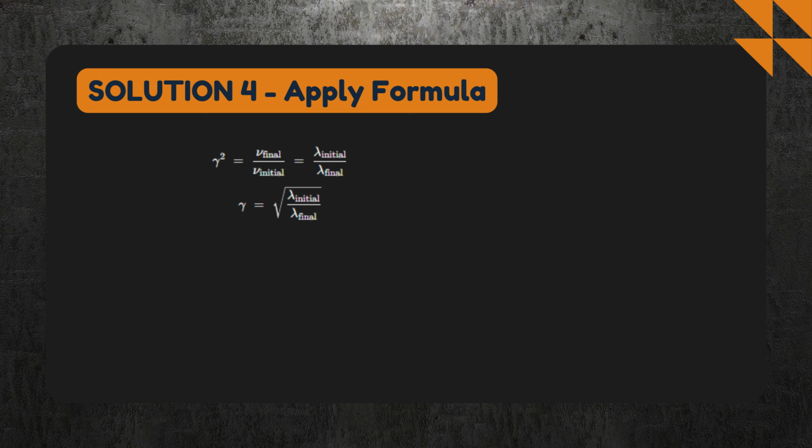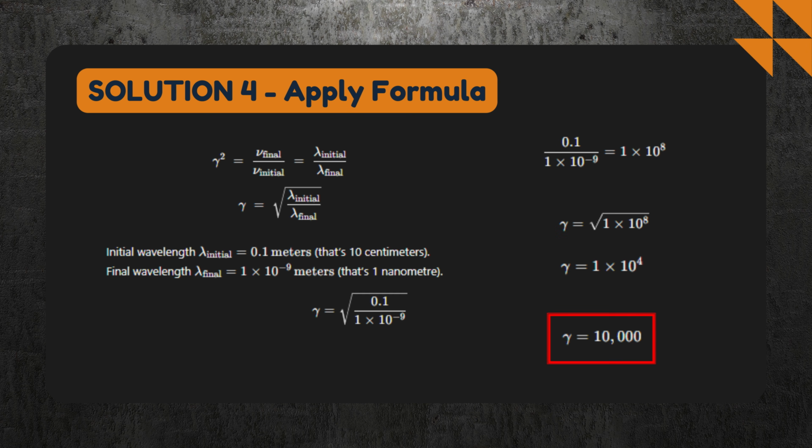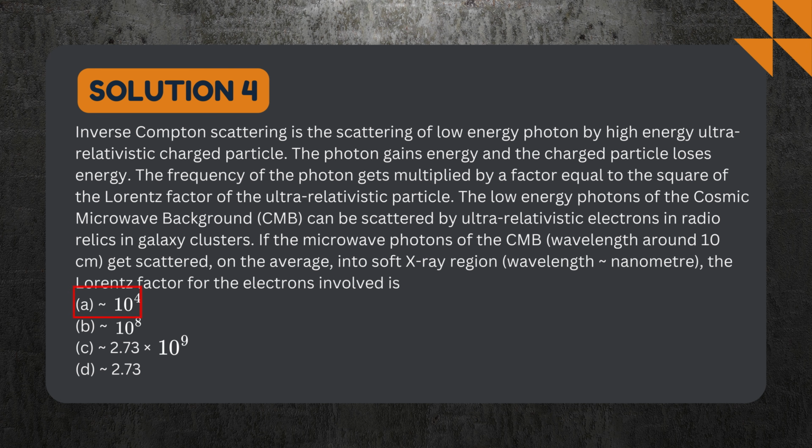Use these formulas: gamma squared equals the final photon frequency divided by the initial photon frequency, which is the same as the initial photon wavelength divided by the final photon wavelength. To get gamma, which is the Lorentz factor, take the square root of that wavelength ratio. Substitute the values and simplify. The Lorentz factor for the electrons involved is about 10,000. Therefore, option A is correct.